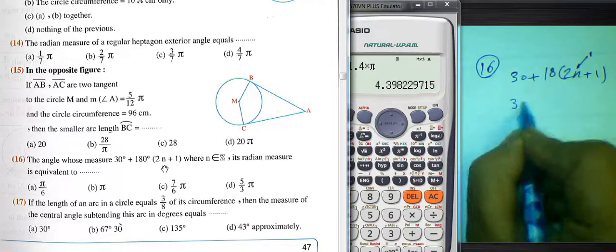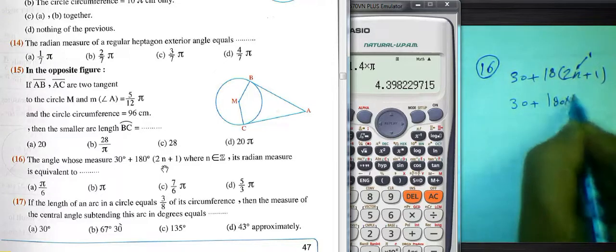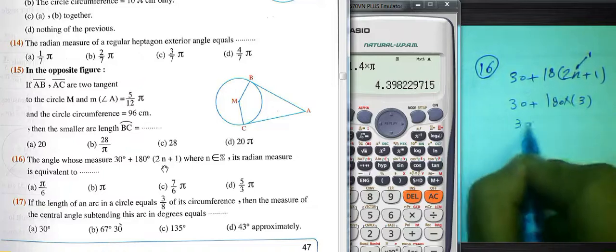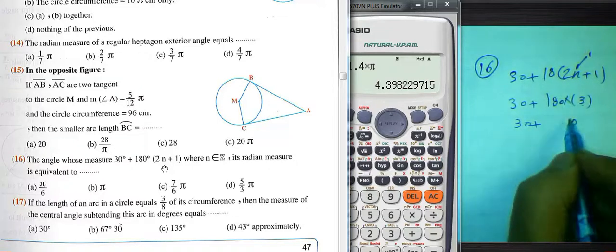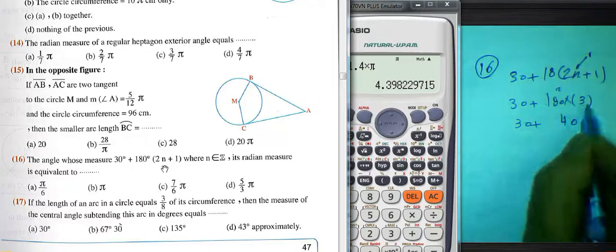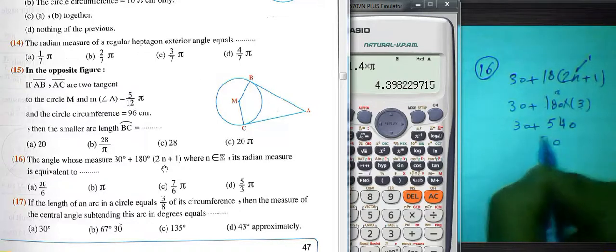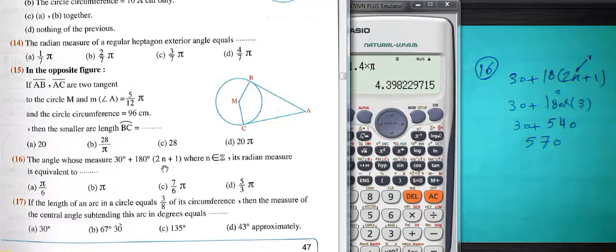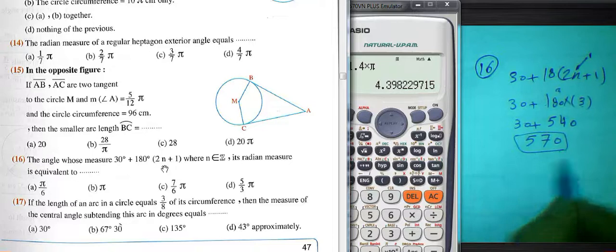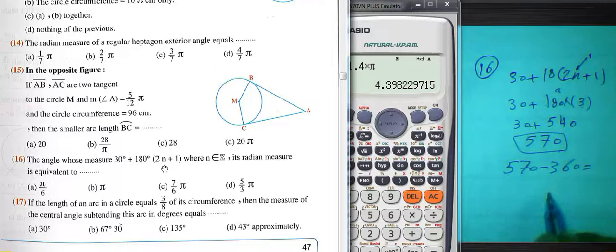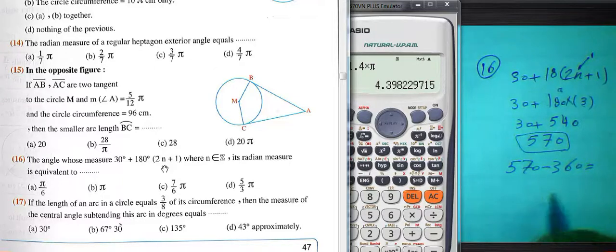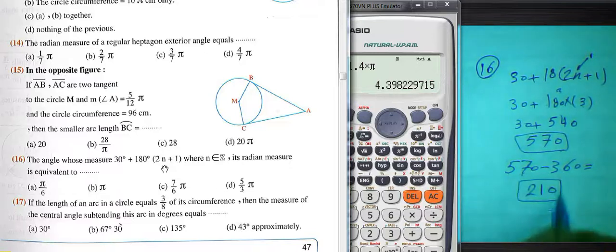The result will be 30 plus 180 multiplied by 2 plus 1, which equals 3. 3 times 8 equals 24. Write 4 and carry 2. 1 times 3 equals 3, plus 2 equals 5. The result is 750 plus 30, which is 780. We can convert this by subtracting 360, because it's more than 360. We must cancel one rotation. The result will be 210 degrees.